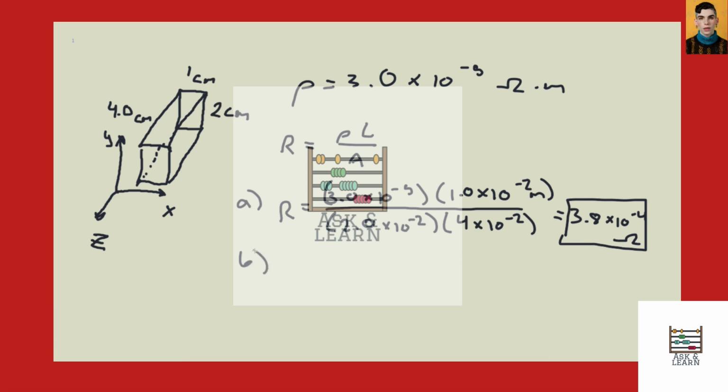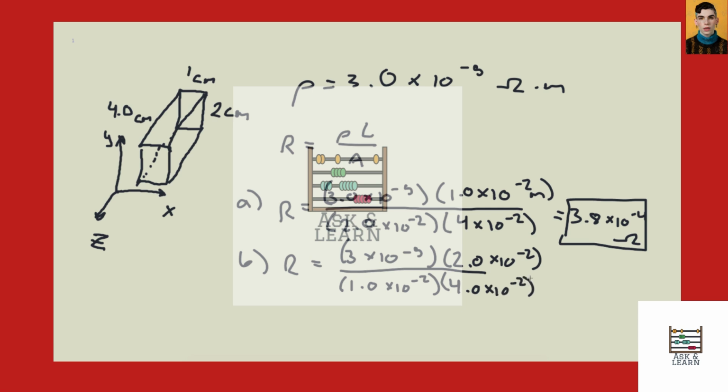Doing this for the y dimension, we should find we're using the same resistivity, but now we're using the y length, which is 2.0 times 10 to the minus 2. And now down here, we're going to have x times z. So 1.0 times 10 to the minus 2 times 4.0 times 10 to the minus 2. And this now is going to give us 1.5 times 10 to the minus 3.